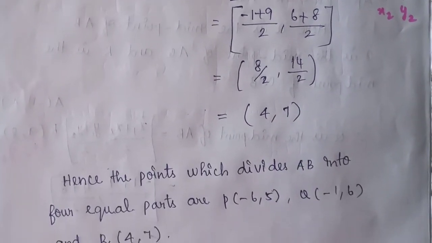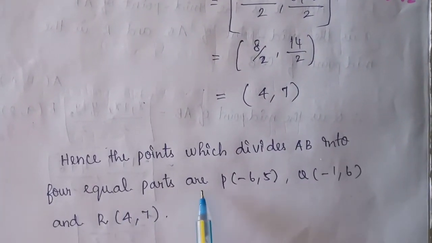Hence the points which divide AB into 4 equal parts are P(-6, 5), Q(-1, 6) and R(4, 7).